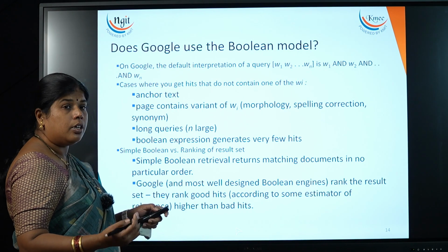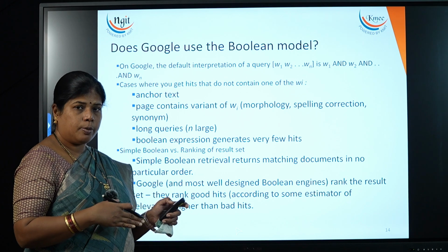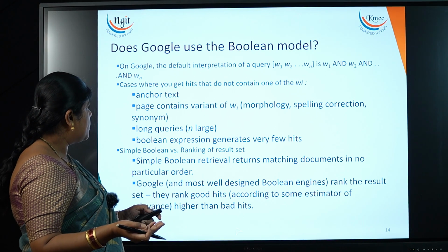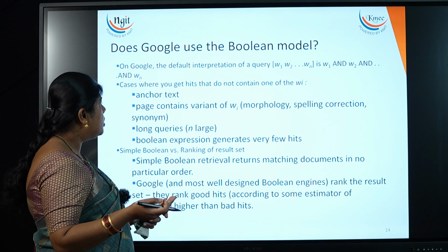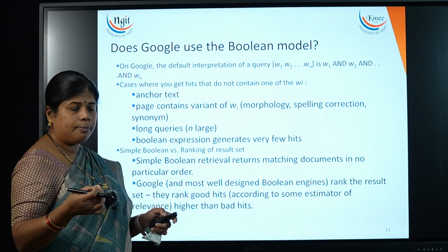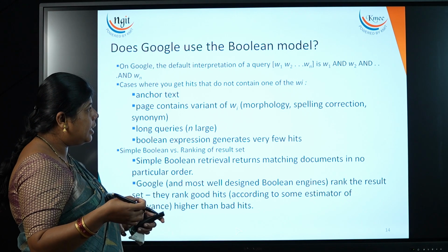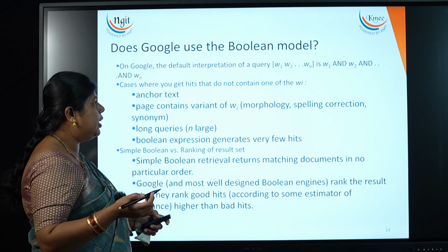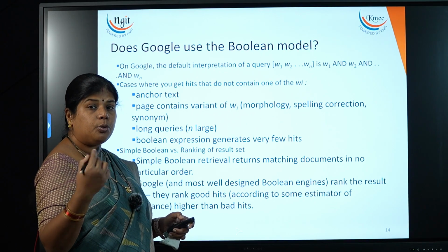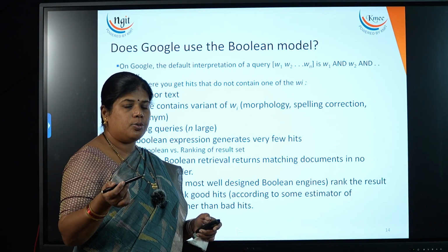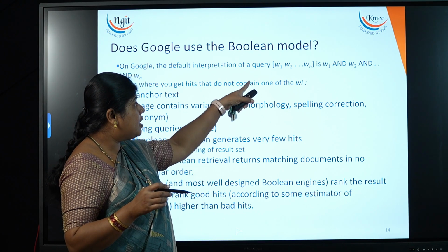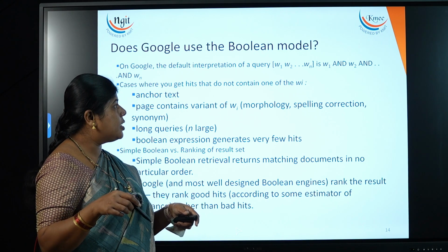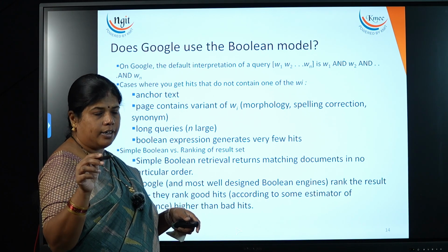Now, will Google use the Boolean model? It means, how is Google processing Boolean queries? Google will by default interpret your query by applying the Boolean operation AND. It means when in your query you are giving the terms W1 to Wn, then Google will process it using the AND operation.